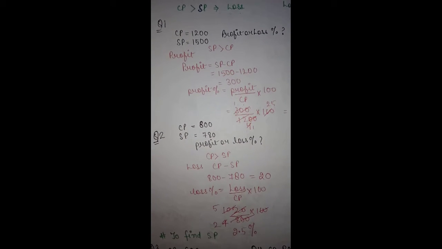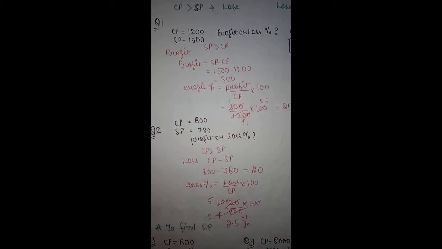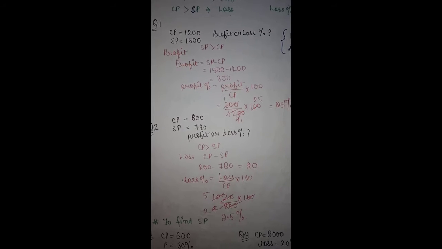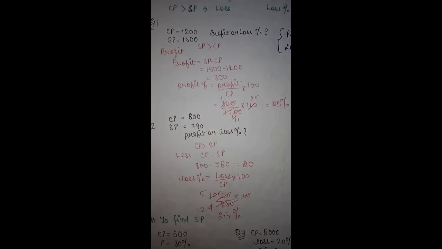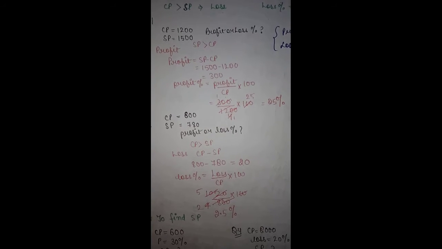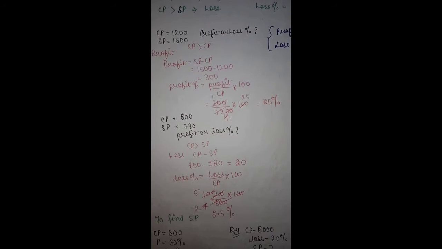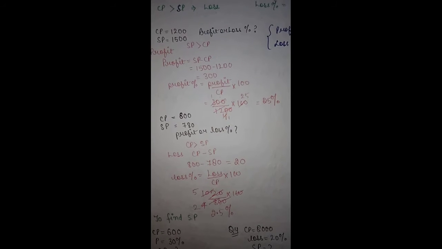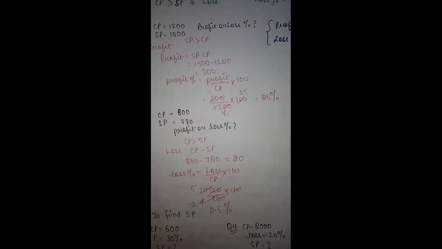Our next question is, the cost price is 800 and the selling price is 780, and we have been asked to calculate the profit or loss percent. See, in this case cost price is greater than the selling price, so we have a loss here. Loss is equal to cost price minus selling price, that is 800 minus 780, and it comes out to be 20. And loss percent we calculate by loss upon CP into 100. By putting the values in this, we can calculate the loss percent, and that comes out to be 2.5%.